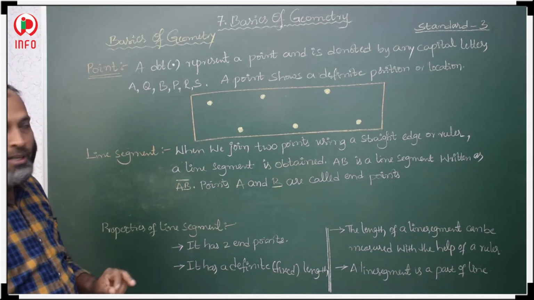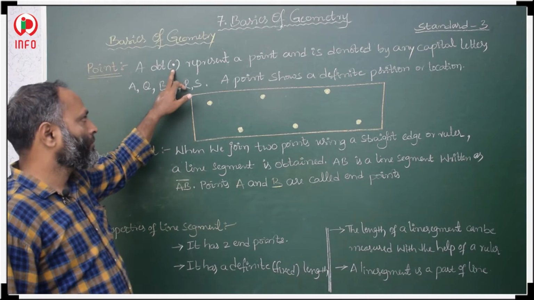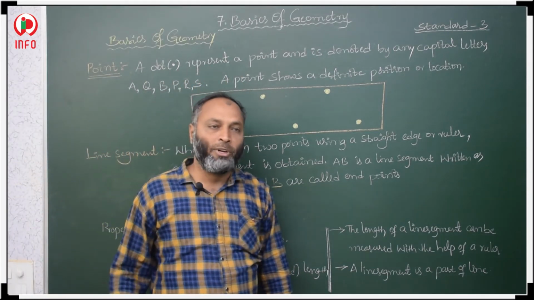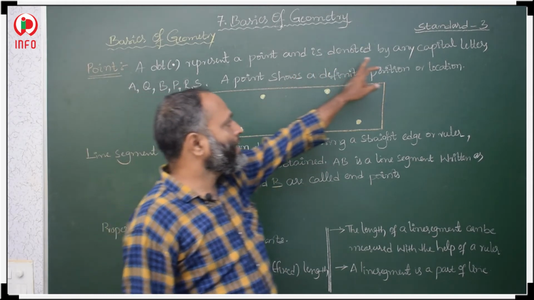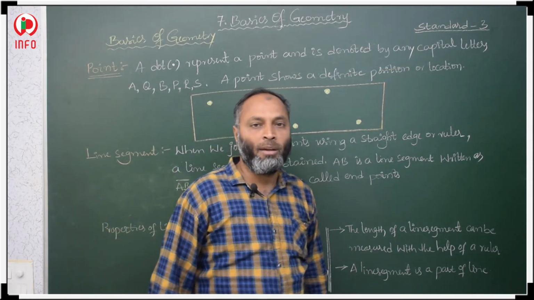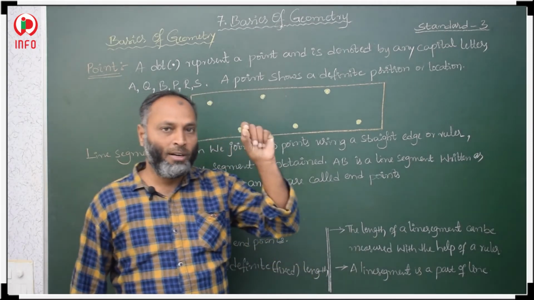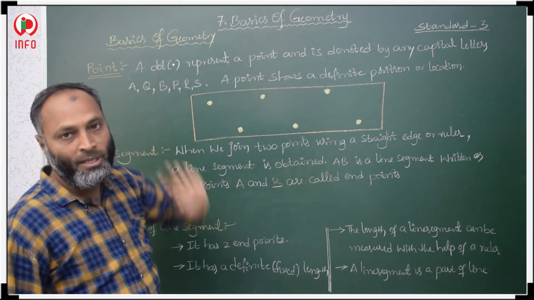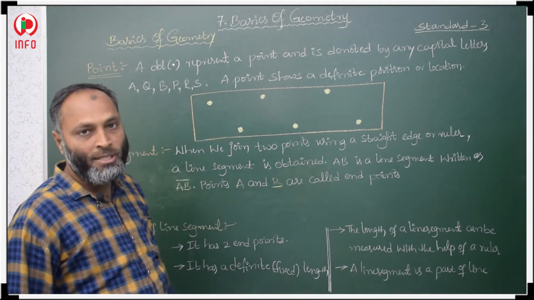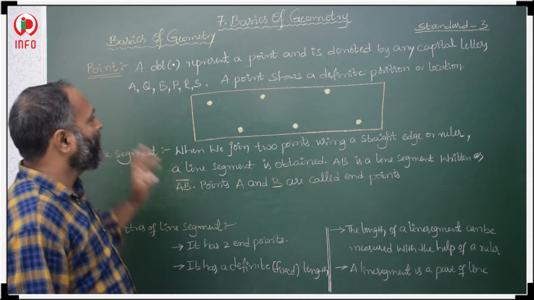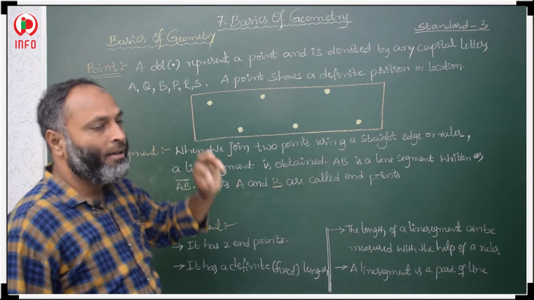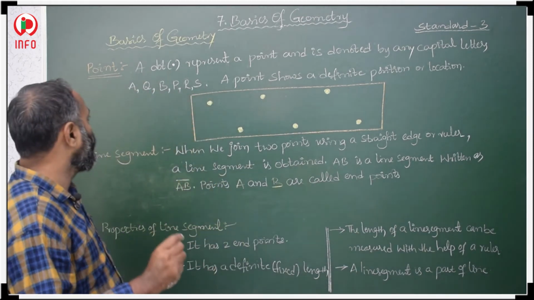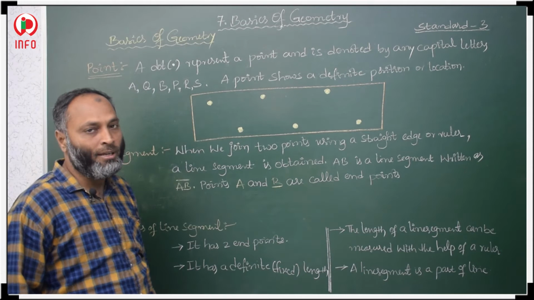What is a point? Point definition: a dot represents a point. Whatever is a dot represents a point, and it is denoted by any capital letter. So, this is a dot, and this dot represents a point. This is the representation of our point, and this dot is denoted by any capital letter. It means a point should always be represented with a capital letter.